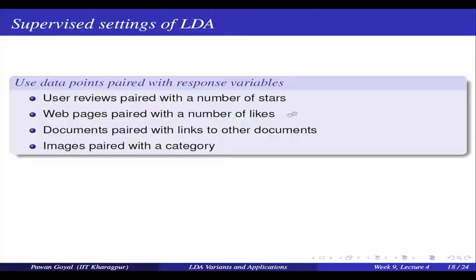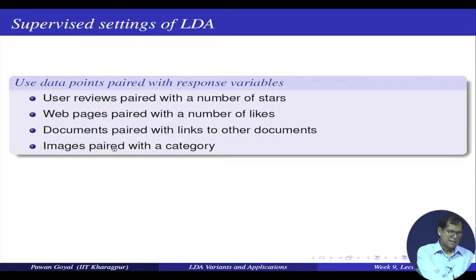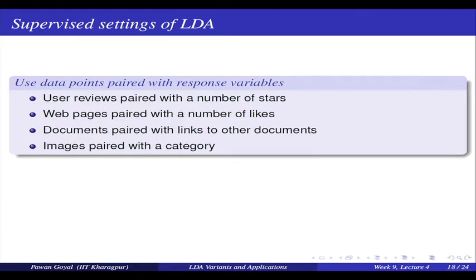What we are asking now in the supervised setting is, can we also use it to do certain prediction? Think about movie reviews with certain ratings. Can I use this model to say this review will get that many ratings? Suppose in the text, can I predict the ratings? Or a web page paired with the number of likes: how many likes will this web page get? Or a document paired with links to other documents, or images paired with a category. There are a lot of examples where the data points have some sort of class or category. Can you also model it using topic models? There are two different ways in which it can be done. We will talk about supervised topic models and see what the other variation is.